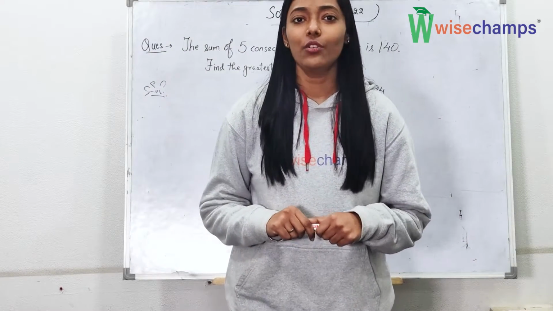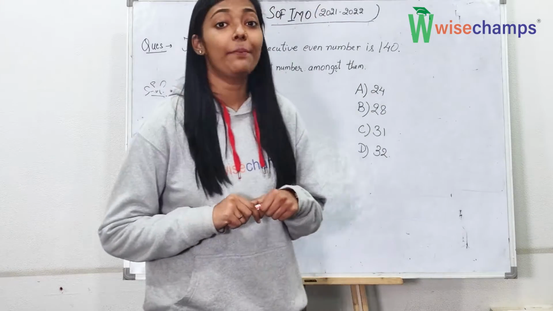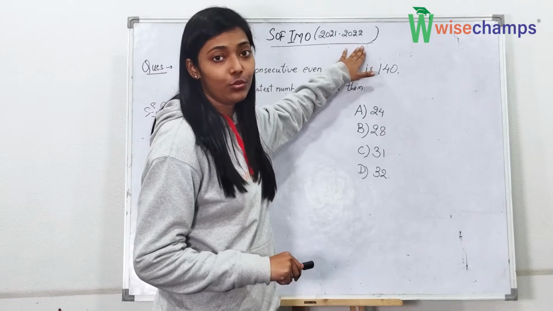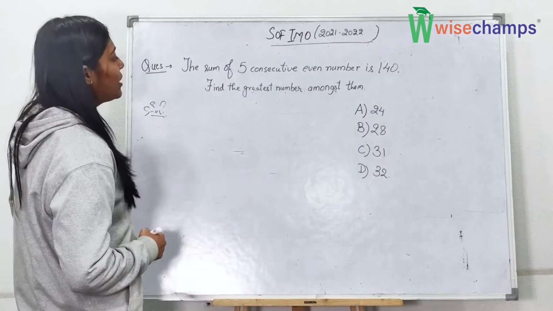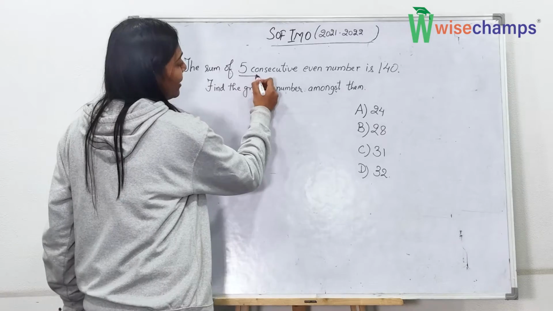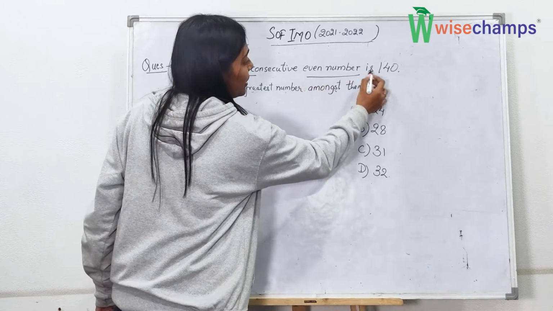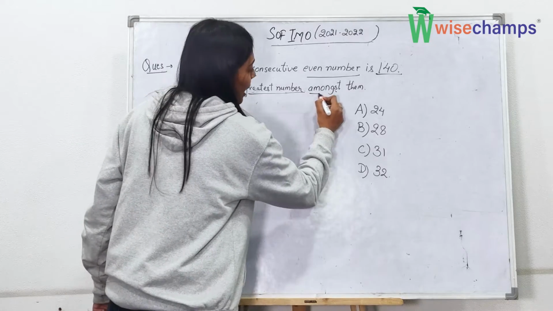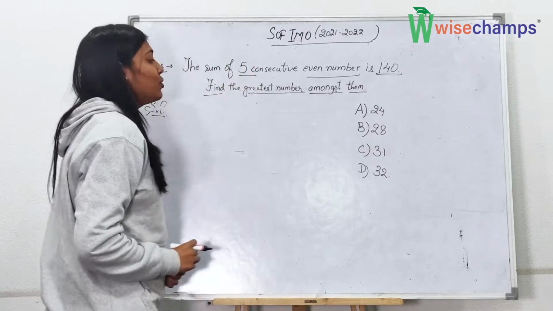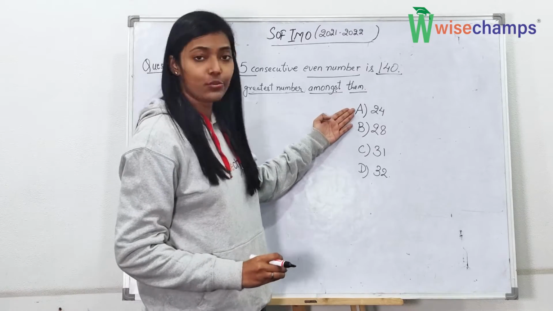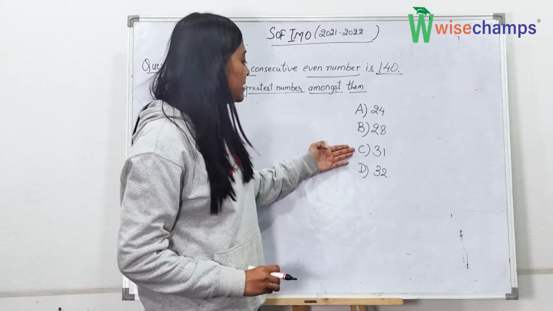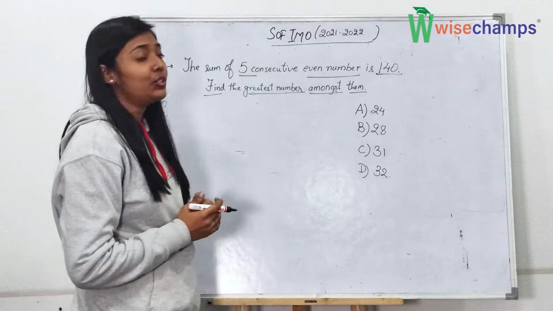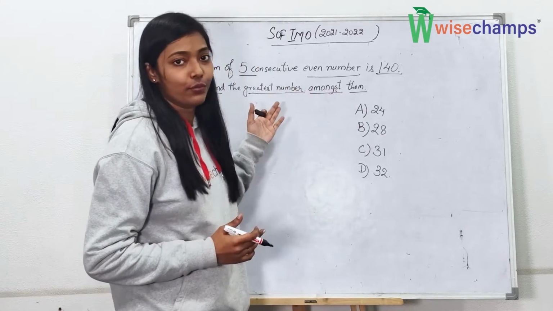So today we are going to do a question which appeared in SOF IMO 2021-2022. Okay, so here is the question. The sum of 5 consecutive even numbers is 140. Find the greatest number amongst them. Okay, so there are 4 options: A 24, B 28, C 31 and D 32. So we will see what should be the approach to do this kind of questions.